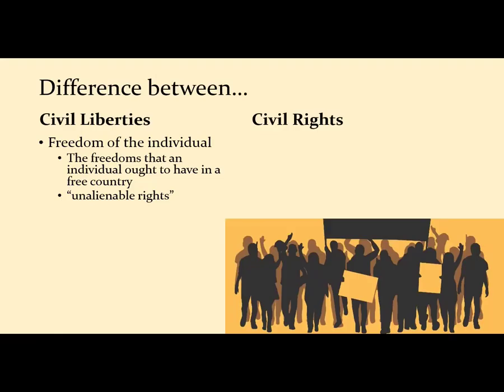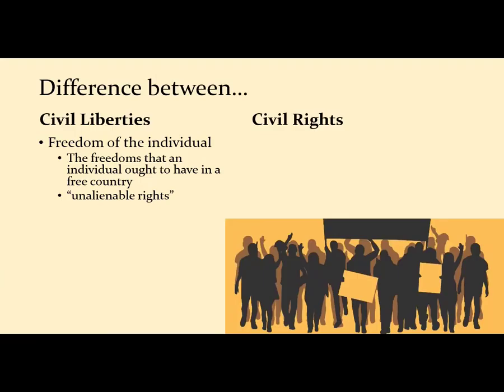As far as civil liberties go, we're talking about the freedom that an individual ought to have in a free country. You probably would think of these as the unalienable rights or the natural rights that are referred to loosely in the Declaration of Independence, but then they're listed in the Constitution. Several are enumerated in the original Constitution. Others are enumerated in the Bill of Rights, and then some additional ones came through amendments.